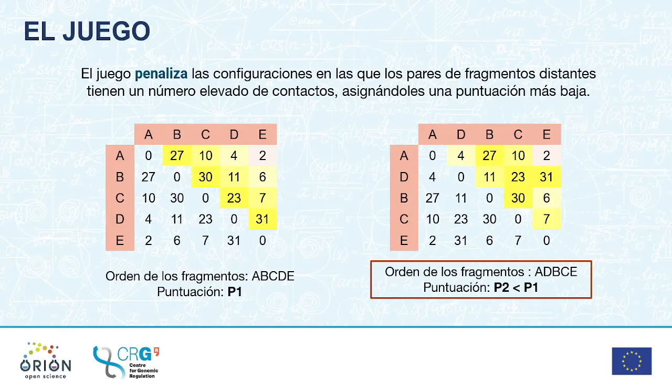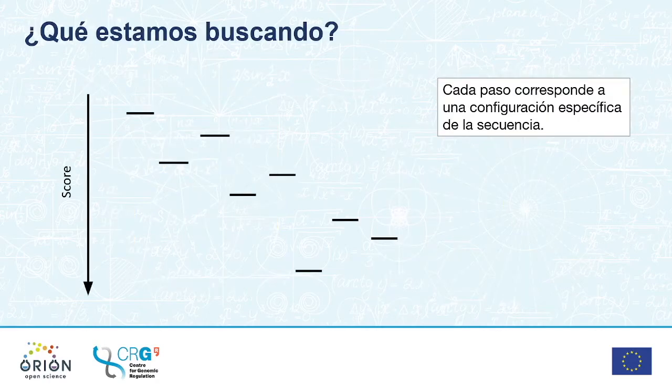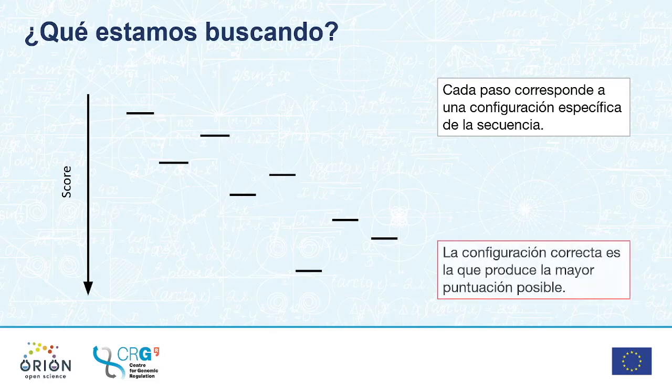On the left, we have the correct configuration, where the hierarchy of the contacts is respected. On the right, we have an incorrect configuration with a lower score, since the hierarchy of the contacts is not respected. The aim of the game is to identify the correct order of the DNA fragments. In other words, we have to identify the configuration that produces the highest possible score.